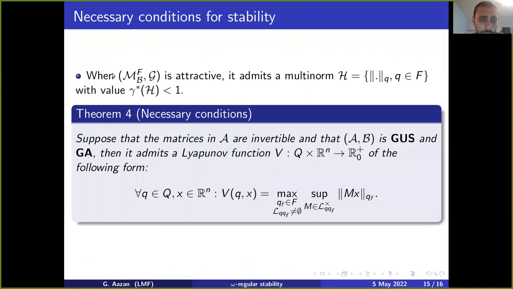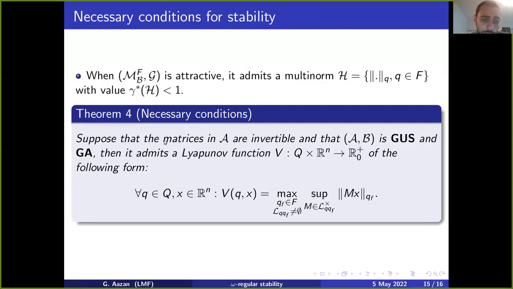Another important result in the paper is that when the constraint system is attractive, then it admits a multinorm H of the following form, with value less than 1. So this multinorm can be seen as a contracting multinorm. Now we are ready to evoke our necessary condition for stability.